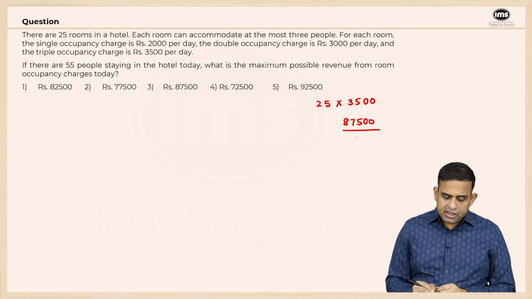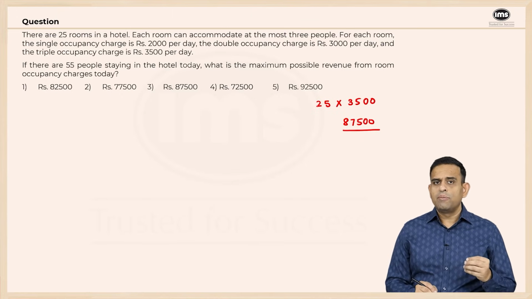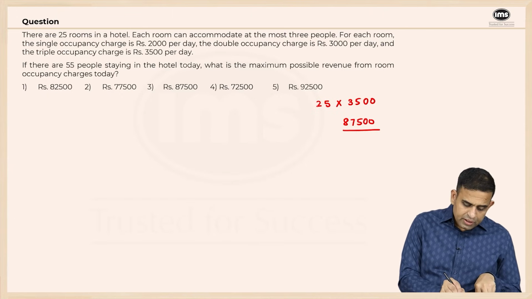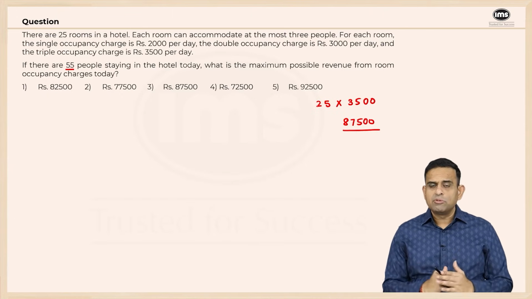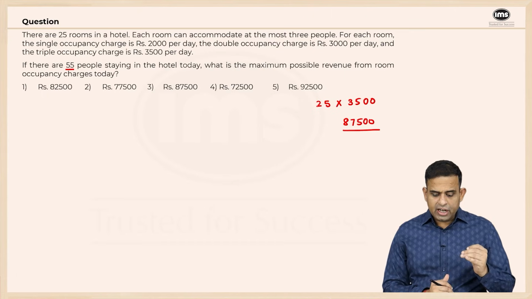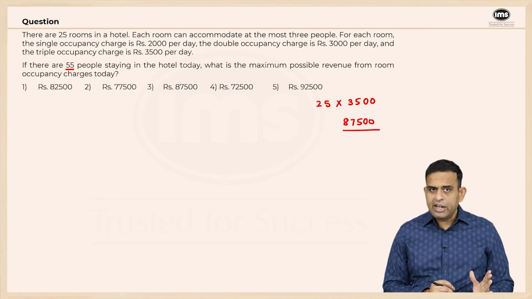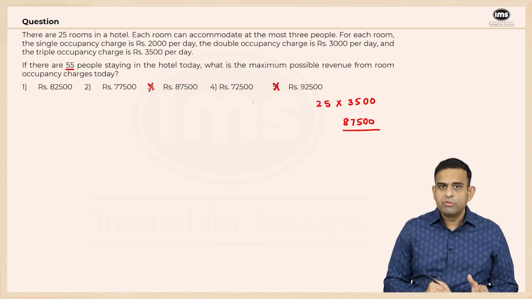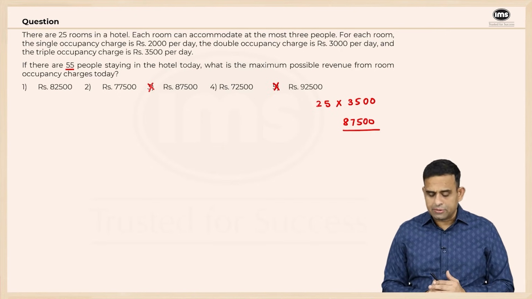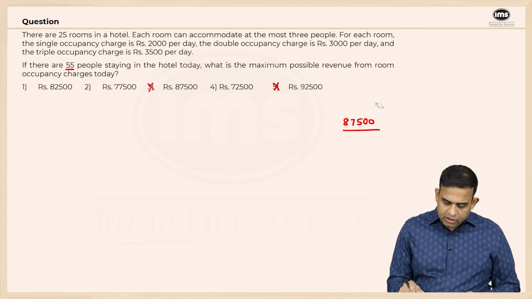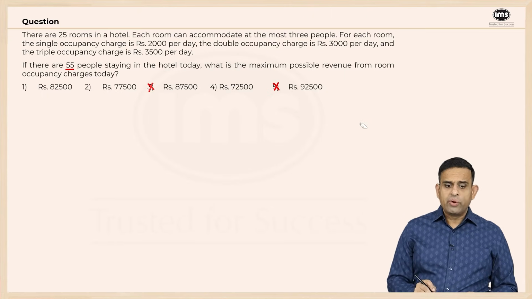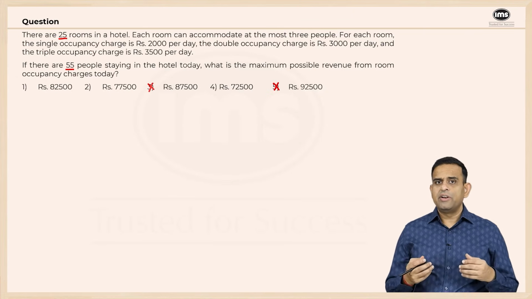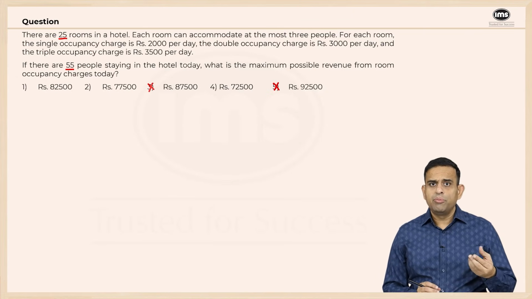Now understand, in this context, the total number of people staying will be nothing but 25 into 3, giving you 75. But the number of people staying in the hotel happens to be 55. So definitely the answer here cannot be more than 87,500. It can't be option number 3. It can't be option number 5 for that matter. Now, the rooms are 25 in this particular case, and the number of people is 55. Definitely the average here comes out to be more than 2.